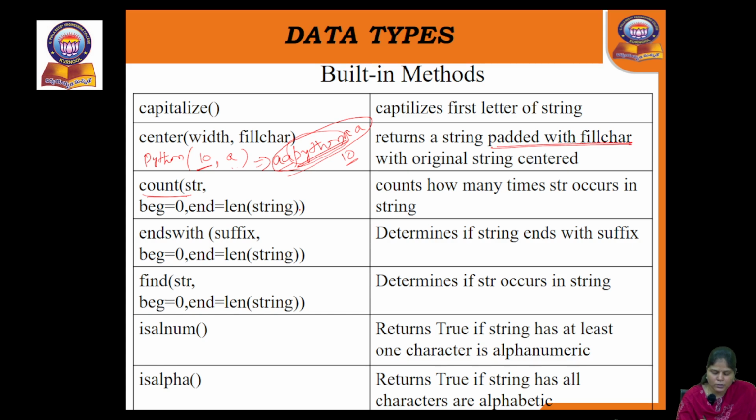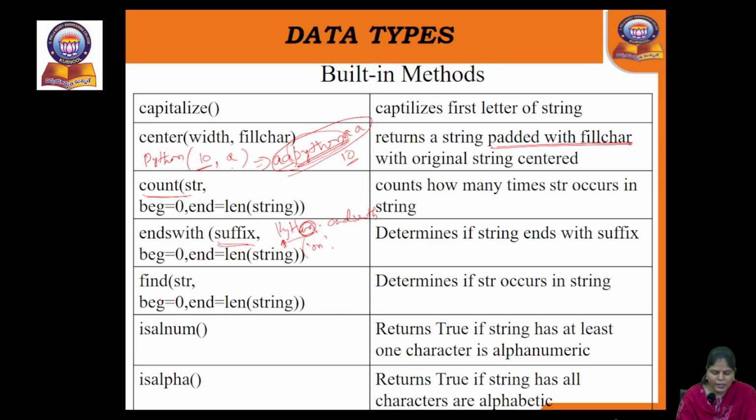So if I want to check whether Python is ending with "on" or not, what I can do is use Python.endswith. I will give the suffix "on", and I will give the index values: beginning 0, start. So starting from the 0th index, it goes up to the last index. It will check whether it is ending with "on" or not. If it is, then it gives true, otherwise it gives false.